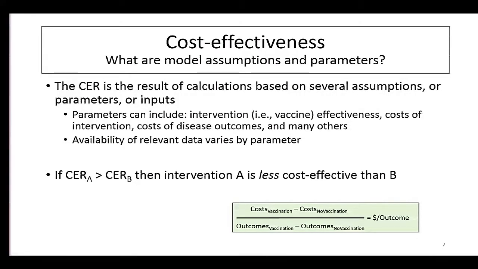As one quick concrete example of how cost effectiveness ratios work, you can imagine intervention A has a cost effectiveness ratio of $1 million per quality adjusted life year, and intervention B has a cost effectiveness ratio of $10,000 per quality adjusted life year. If this were the case, you would say intervention A is less cost effective than B because with A, you pay $1 million for one QALY, and with B, you pay $10,000 for one QALY.